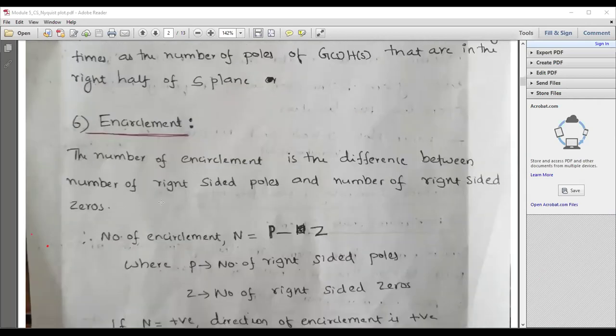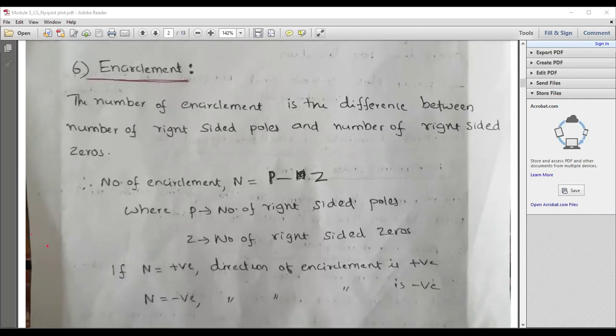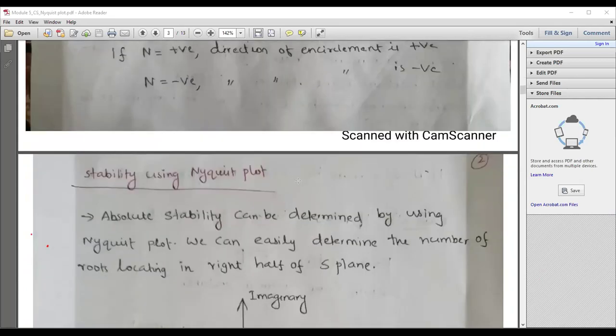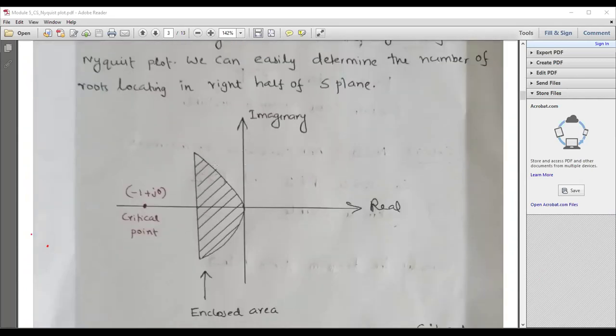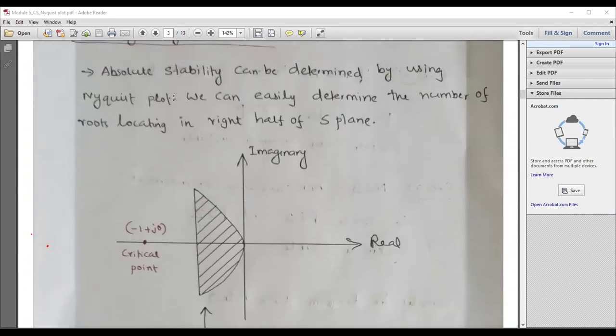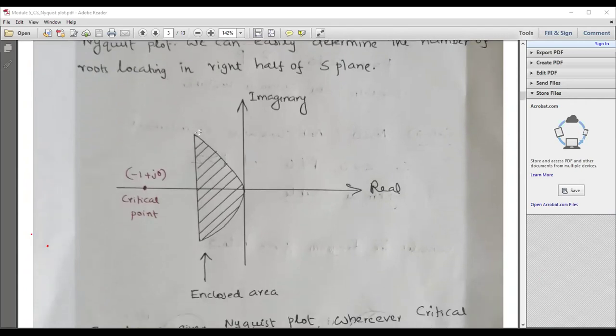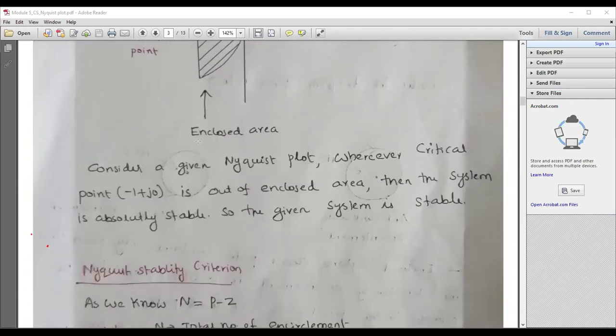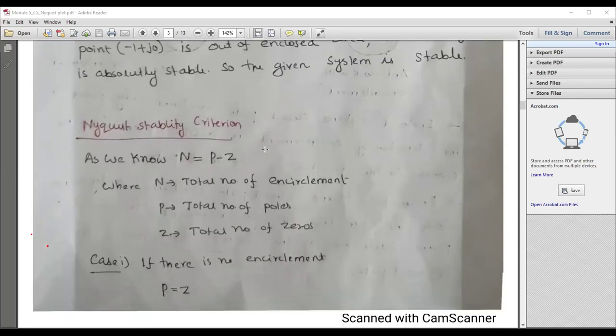What is encirclement? The number of encirclements is the difference between the number of right-sided poles and the number of right-sided zeros, P minus Z. That is called the encirclement. Stability using Nyquist plot: absolute stability can be determined by using the Nyquist plot. We can easily determine the number of roots located in the right half of the S plane. Based upon the encirclement area, we decide the absolute stability.